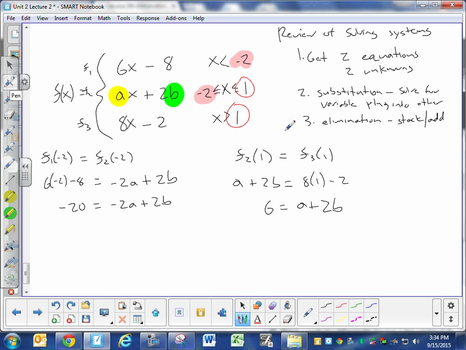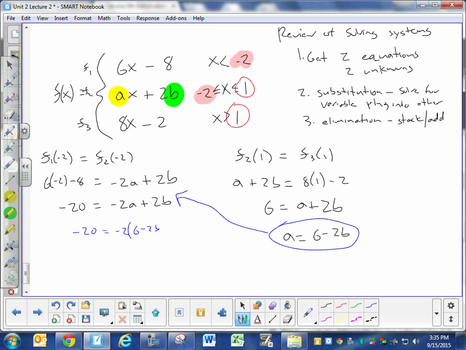Here's substitution. I take one of these two equations, and if these were x and y's, I bet you guys would feel better about this. But take one of these two equations, solve for a variable. I'm going to take this equation, solve for a. So this is a equals 6 minus 2b. You then take what a is equal to, you substitute it into your other equation. I get negative 20 equals negative 2 times 6 minus 2b plus 2b. You then can solve for b, plug back into one of the two equations to find a.